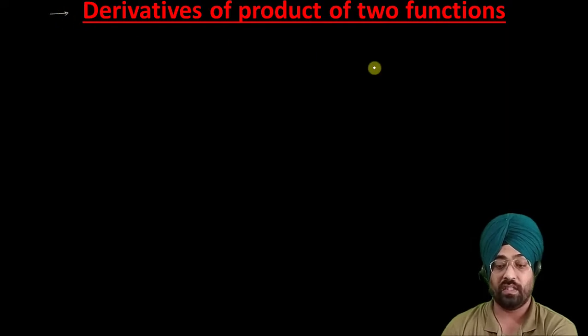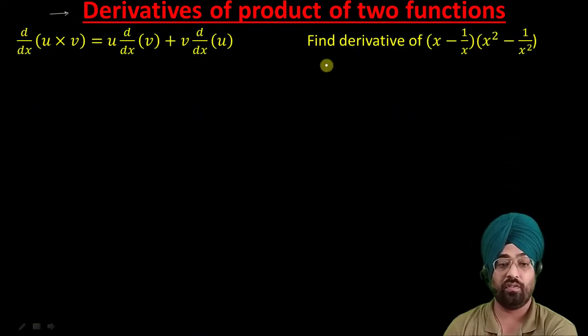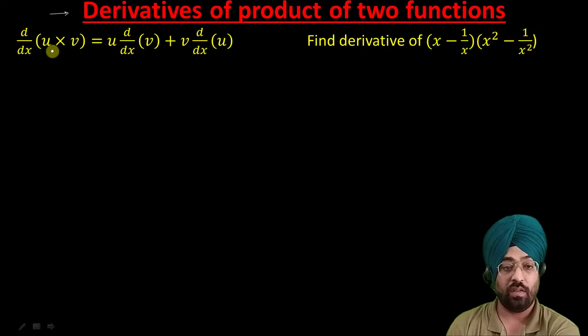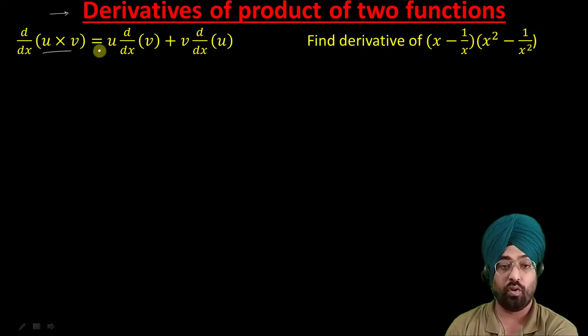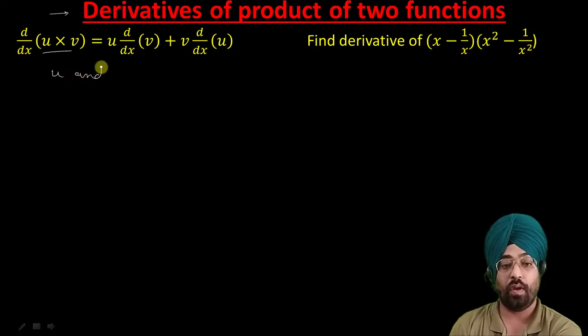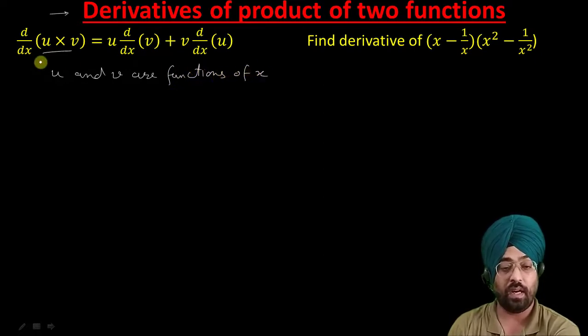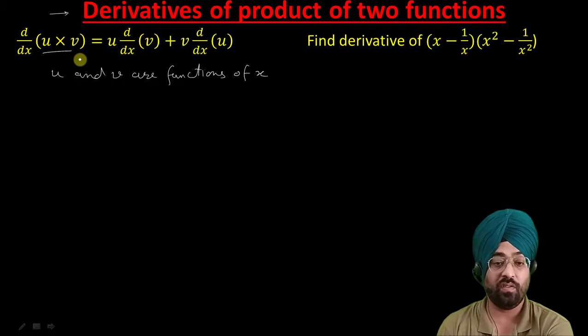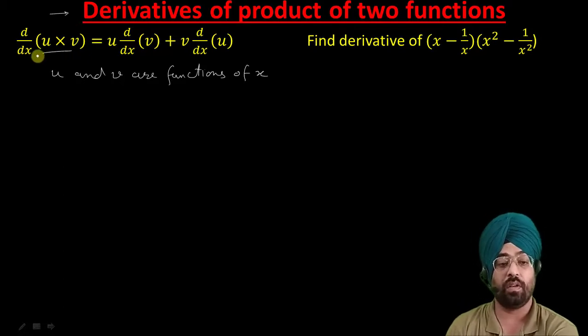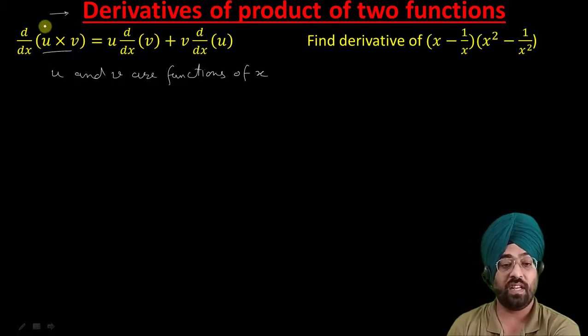the derivative of a product of two functions, then how to do the derivative. So the formula is this. dy by dx of u cross v, where u and v are functions of x. Then how to do the derivative of these two functions? It is a very simple formula, and the best way to learn is to practice with this formula. So its derivative is done like this.